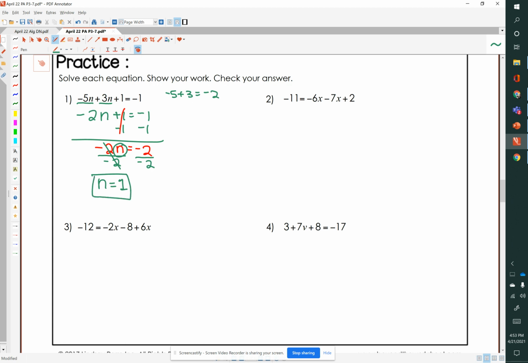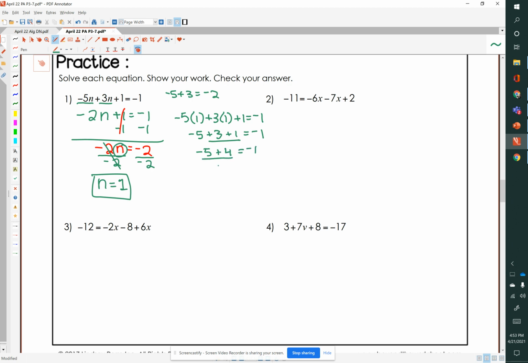So we can substitute that back into the equation. Negative 5 times 1 plus 3 times 1 plus 1 equals negative 1. So we have negative 5 times 1 is negative 5 plus 3 plus 1 equals negative 1. So let's go with this negative 5 plus 4, because we combine the 3 and the 1, equals negative 1.